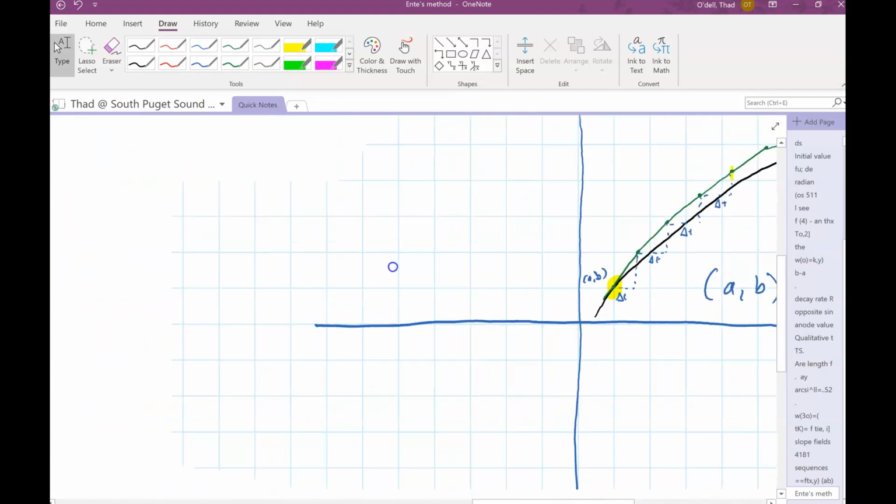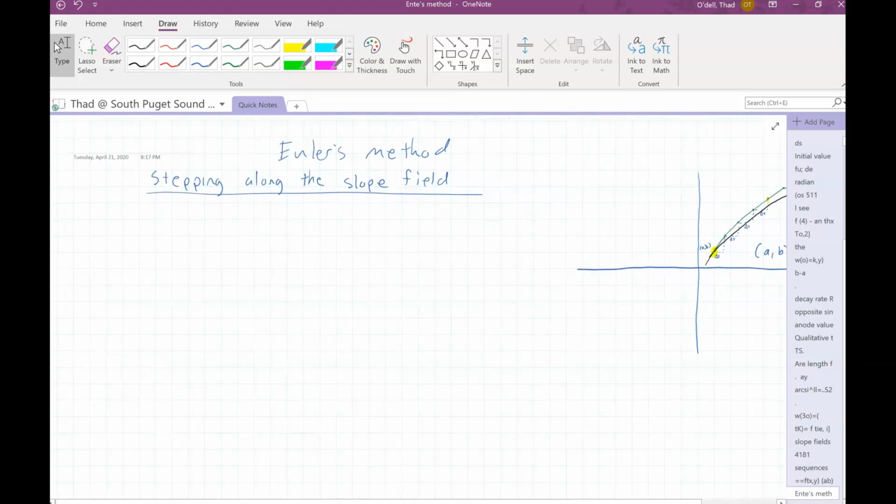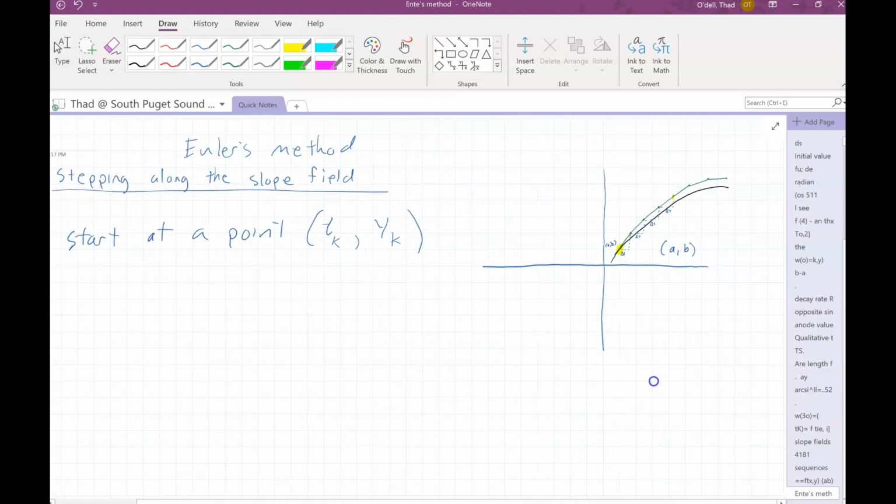Now let's go back and talk in more detail about how this method works. Basically we start at some point, and we'll call it t sub k and y sub k, because what we're going to get is a sequence of points. So we're going to use t sub 1, y sub 1, then t sub 2, y sub 2, and t sub 3, y sub 3, etc. That's what this little sub k means here. The subscript keeps track of which points we're talking about. So we started at a point, which was like my AB in the drawing.